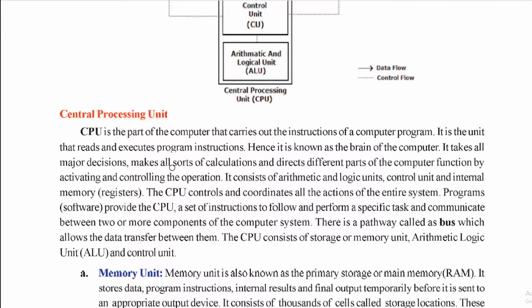So what does CPU mean? The CPU is the part of the computer that carries out the instructions of a computer program. Whatever the instruction, it will be executed. It is the unit that reads and executes program instructions. Hence, it is known as the brain of the computer. Being technical, we are not supposed to say so, but still you can understand it is like the brain of the computer. It takes all the major decisions, makes all sorts of calculations and directs the different parts of the computer by activating and controlling the operations.